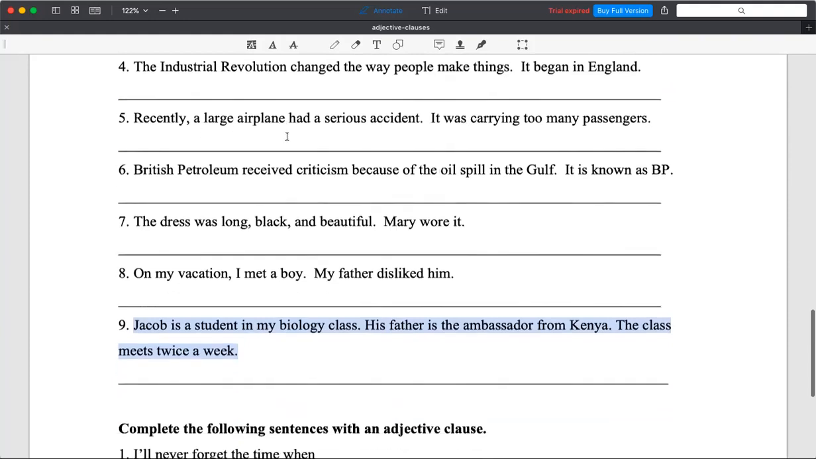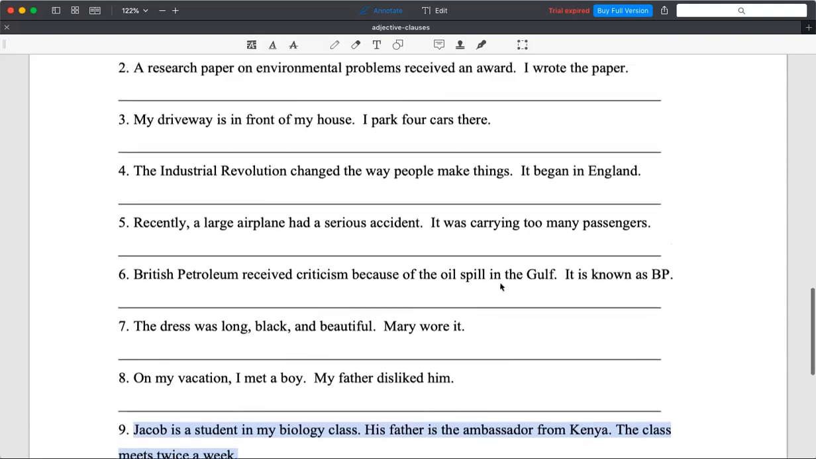Recently, a large airplane, which was carrying too many passengers. Thank you. Yes. I think we covered everything except the third one. Fiona, are you ready to give us the answer for the third?